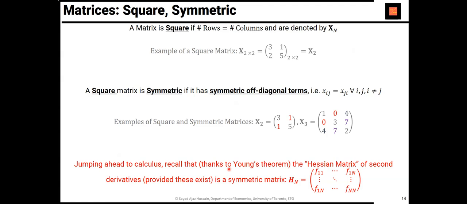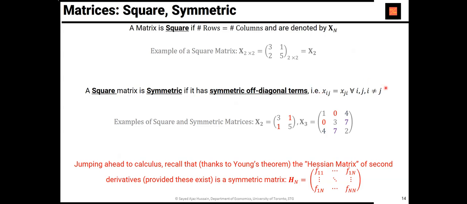Square matrices are really important. By definition, a square matrix is one whose number of rows is equal to its number of columns. So down the road, instead of saying 2 by 2, if it's a square matrix, we'll simply use x2. It's understood that anytime you see notation x subscript n, you are working with a square matrix with n rows and n columns. Here's an example right here. A square matrix is symmetric if the off-diagonal terms are exactly the same.